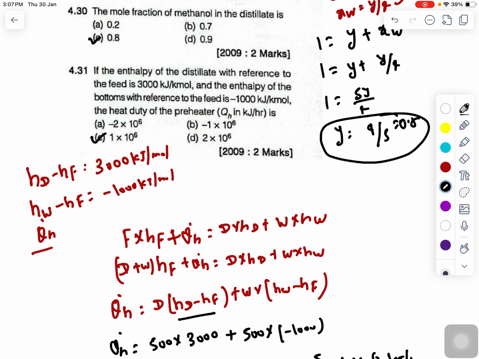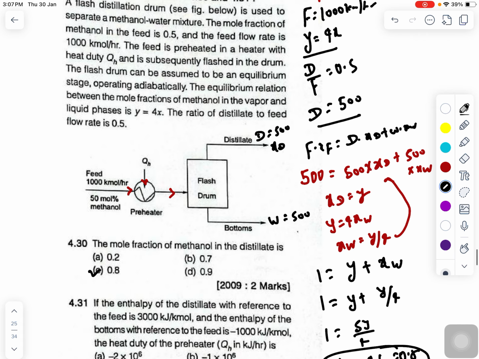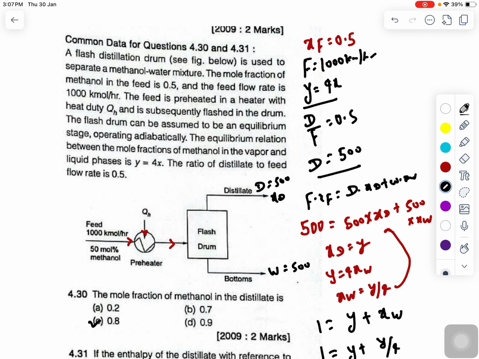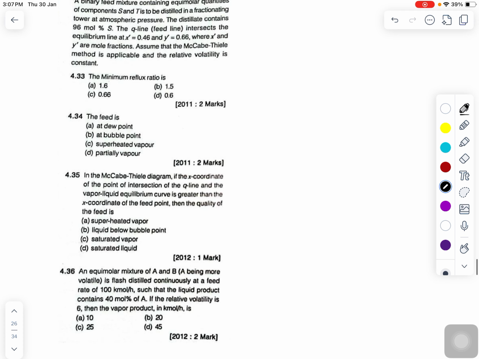So this question was really good, based on flash distillation, but again, in flash distillation at most these kinds of things can be asked. Nothing much is there in flash distillation, but yes, you should understand how to do the energy balance, how to do the overall balance, how to do the component balance. This question was asked in 2009.